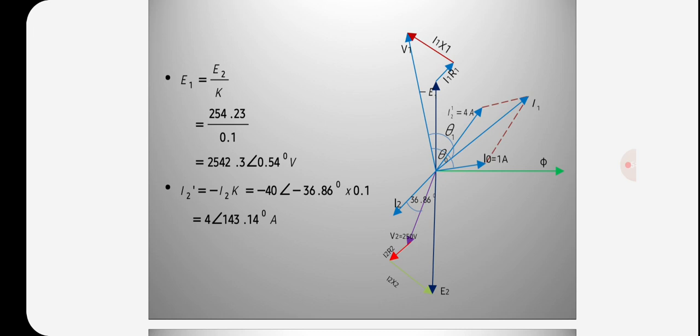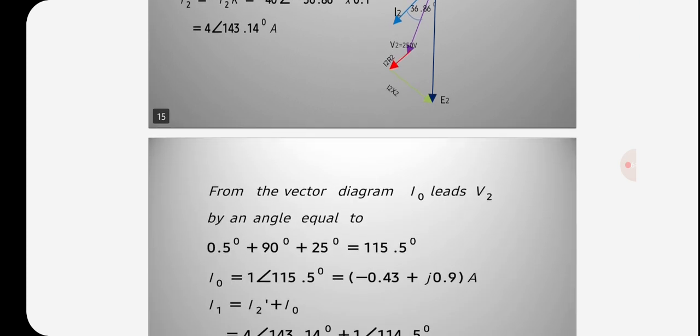So in secondary side, the E2, and here the angle is phi 2, that is 36.86, and the I2 R2 is parallel to I2, and I2 X2 is perpendicular to I2 R2, and here V2 is equal to 250 volts. This is the phasor diagram for this second problem.